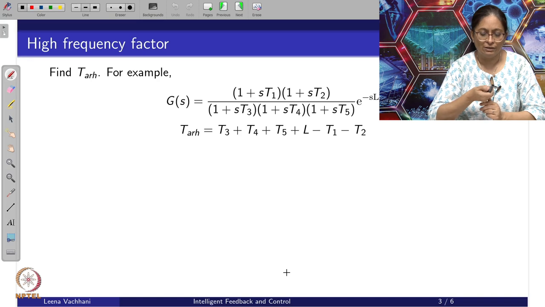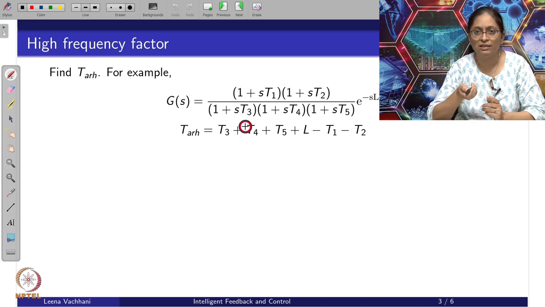This higher frequency factor is now, we'll say, my TARH, which is the overall effective average residence time and so on. For example, this is my transfer function, which has two zeros and three poles along with a time delay L. The effective residence time, as we have already seen for the cascaded system, is nothing but the summation of all the time constants corresponding to poles plus the time delay, minus the summation of all the time constants corresponding to zeros.